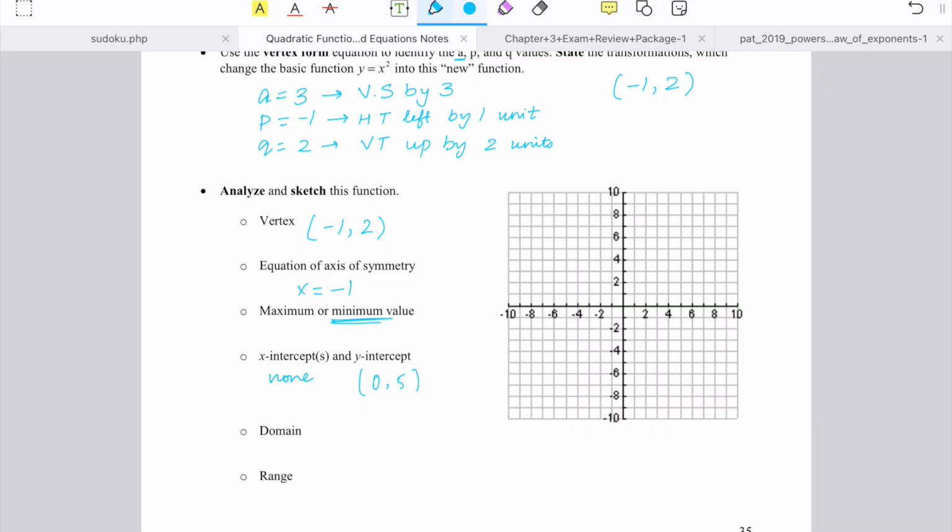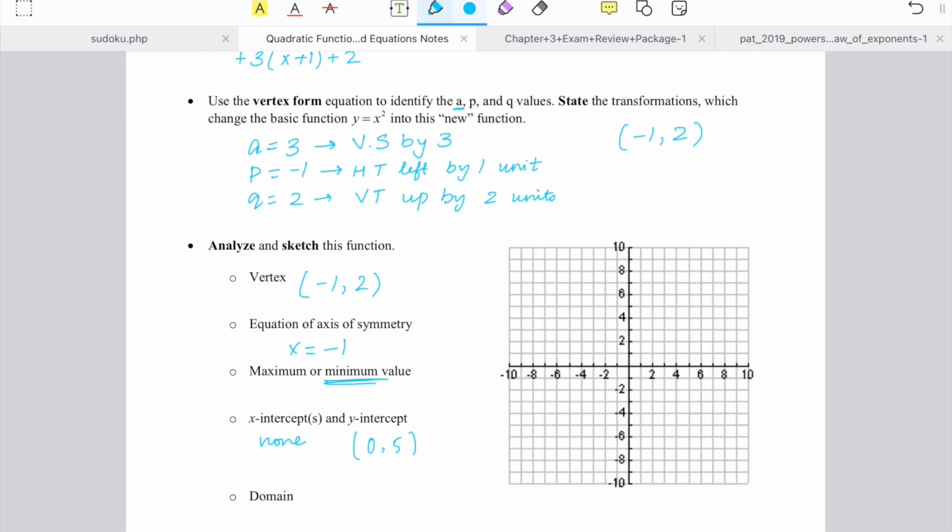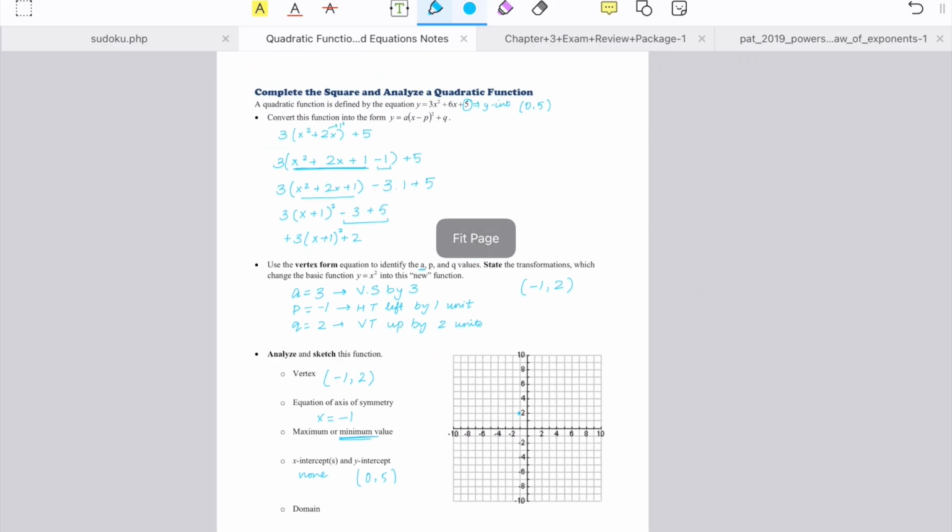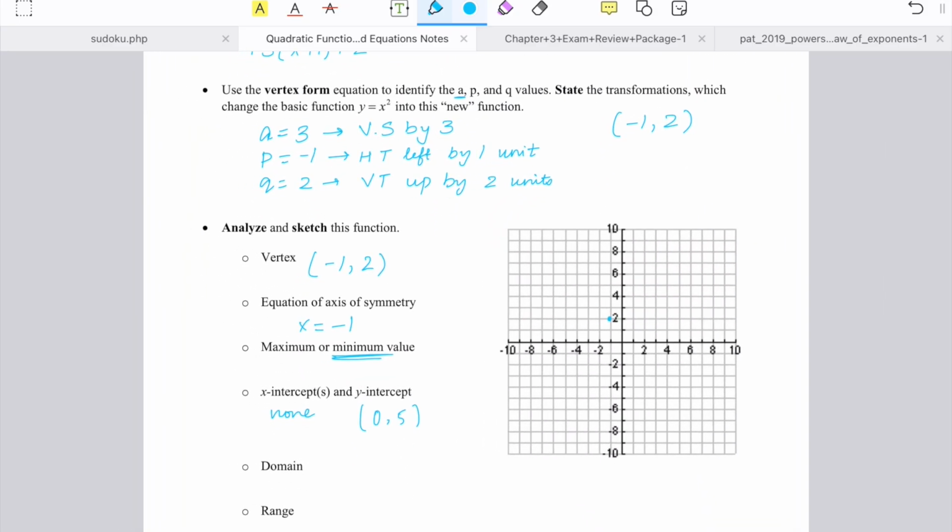So let's draw it. Negative 1, 2. And then we have (0, 5). And because it's one space apart, we can have the same point over here as well. Let's graph it. Awesome. And we don't have any x-intercepts.